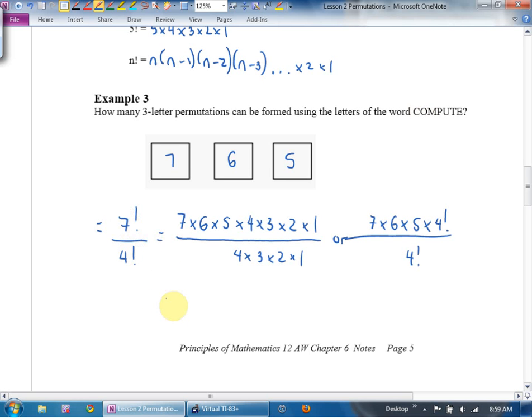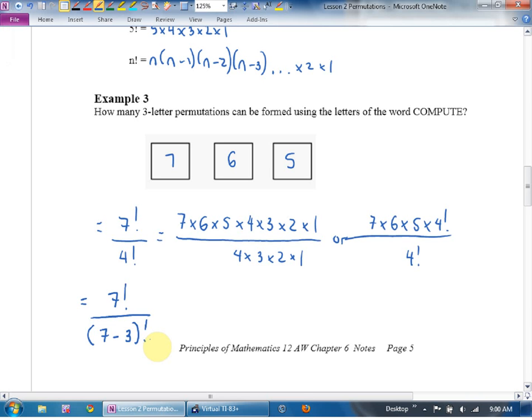Or it would even be better if they somehow had this built in. And they do. By the way, how many letters grand total? 7. How many did we choose? You know what? I could think of this as 7 factorial all over 7 minus 3 factorial. The total number of letters divided by the total number of letters minus how many you're choosing, or how many are left. That's where that 4 came from.